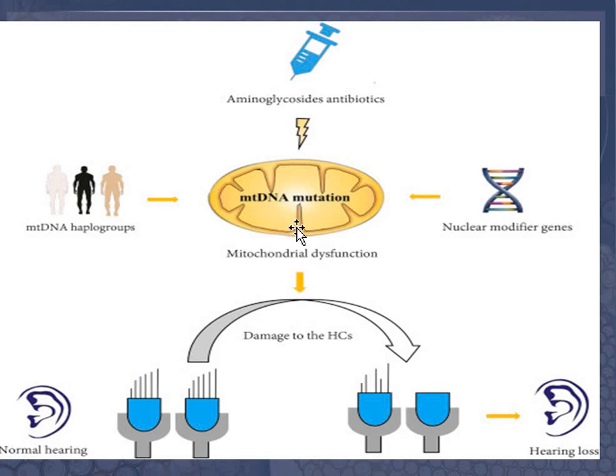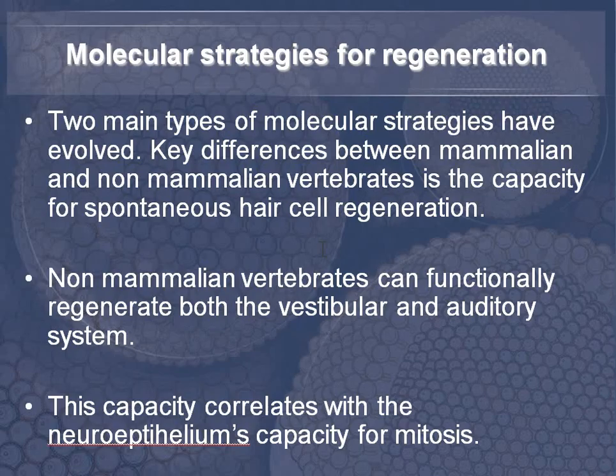Similarly, this diagram shows the same thing: aminoglycoside antibiotics causing mitochondrial dysfunction and further leading to damage in the hair cells. These are the inner hair cells. You can see these are fine here and these are damaged here, leading to hearing loss. So, molecular strategies for regeneration. Two main types of molecular strategies have been involved. The key difference between mammalian and non-mammalian vertebrates is the capacity for spontaneous hair cell regeneration.